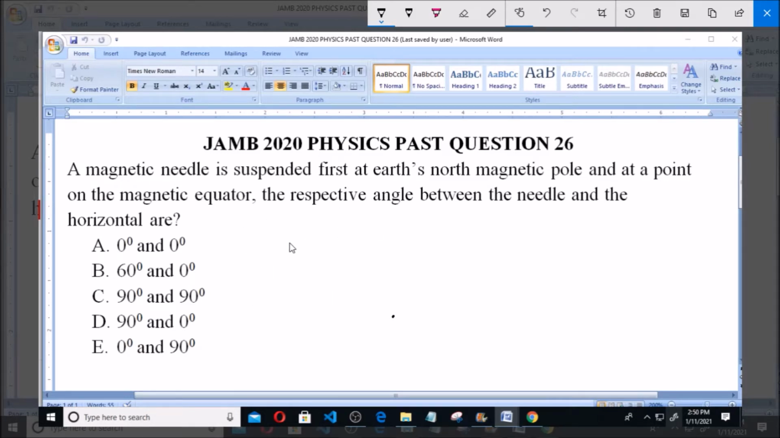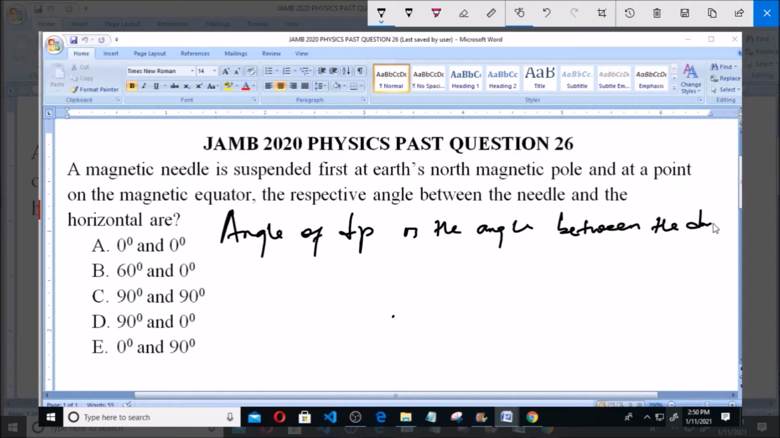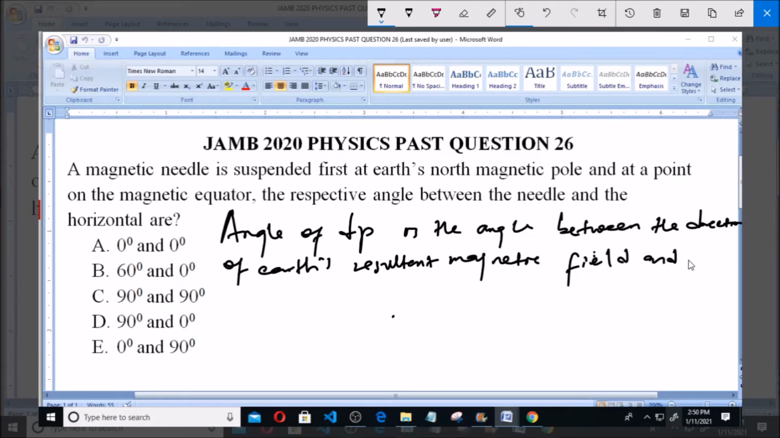Now looking at this, when we are talking about the angle between the Earth's magnetic pole or any point at the equator to the horizontal, we are trying to talk about the angle of dip. Now angle of dip is defined as the angle between the direction of Earth's resultant magnetic field and the horizontal, and this is angle of dip.